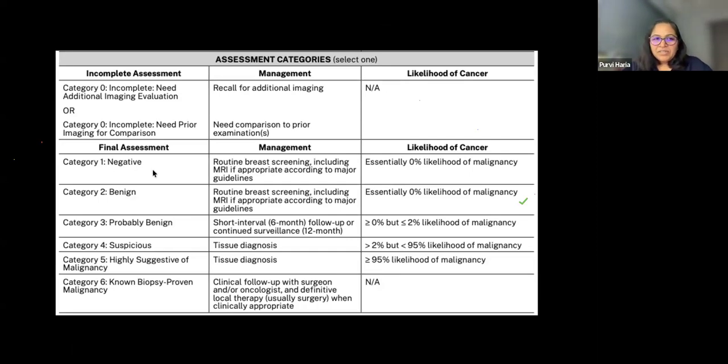Now, here it is either negative, benign, or probably benign, where you need a 6-month follow-up or surveillance at 12 months, and the likelihood of malignancy is less than 2%. Now, for the BI-RADS 4 category, mammography has it divided into A, B, and C, whereas breast MR still doesn't have it. Even in the 2025 edition, it still does not categorize lesions as BI-RADS 4A, 4B, 4C.